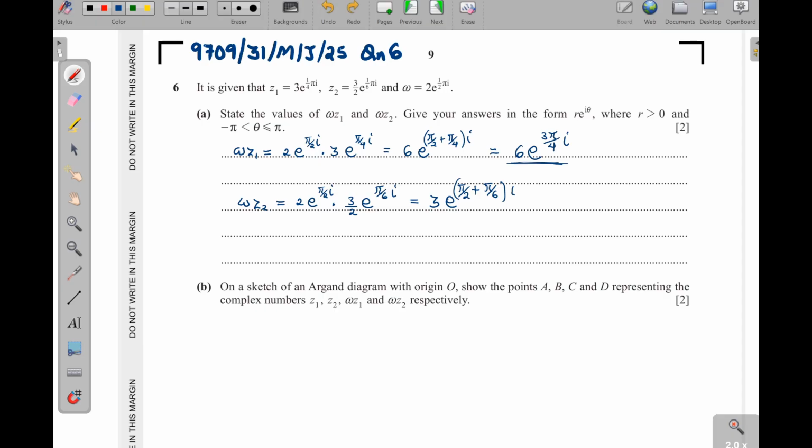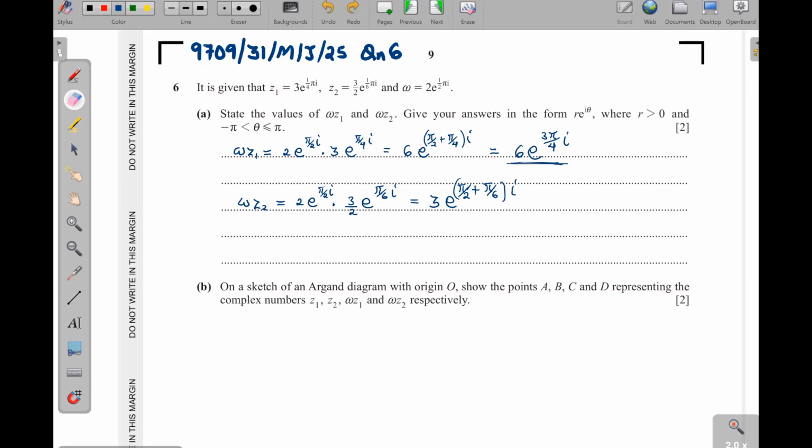Now for this one, that means we shall get times 2, times 3, times 3. So we shall have 3 pi plus pi, that would be 4 pi over 6. So 4 pi over 6 is the same as saying divide by 2, divide by 2, divide by 2, divide by 3. So 2 pi over 3.